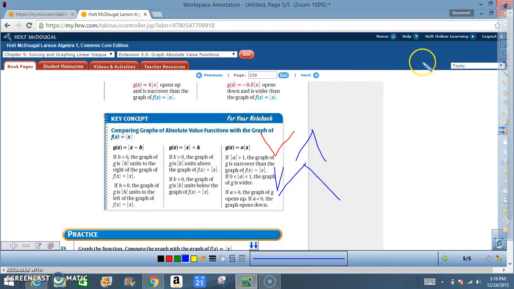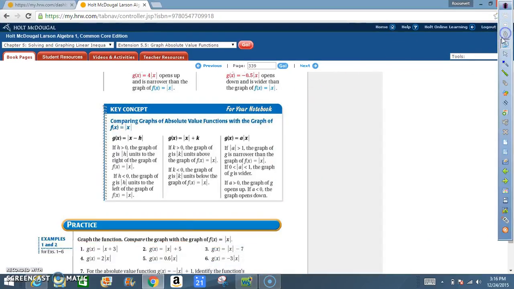Once again, to read that, if the absolute value of a is greater than 1, the graph of g is narrower than the graph of f of x.